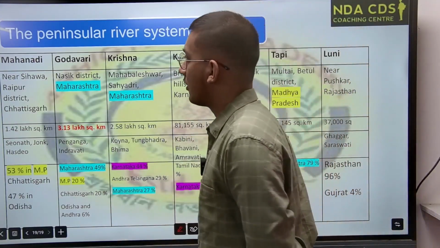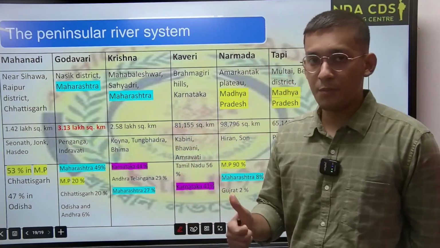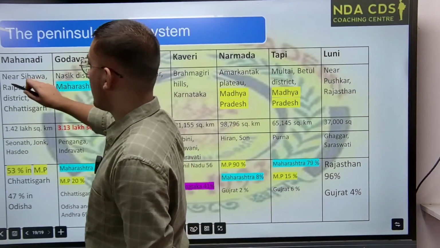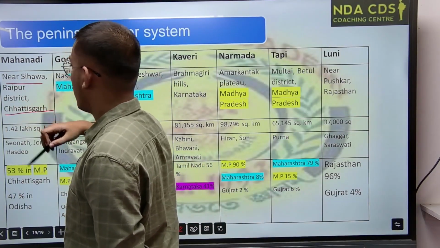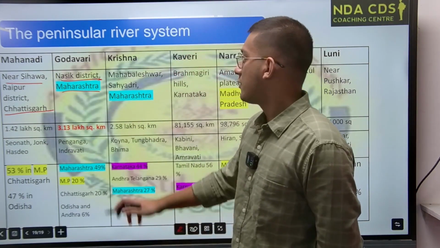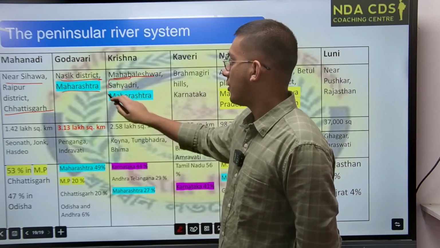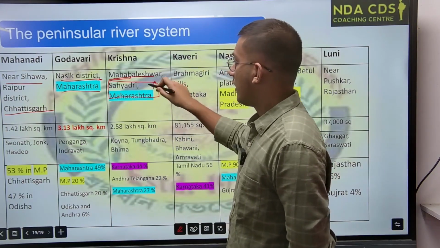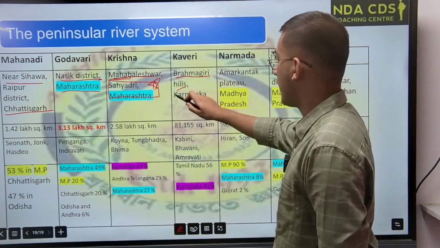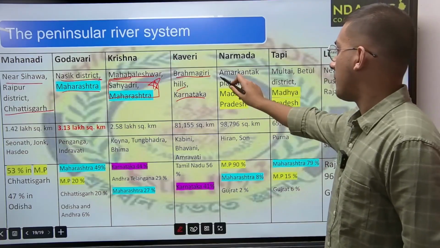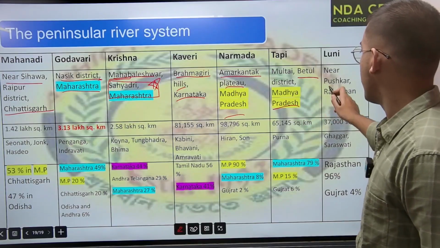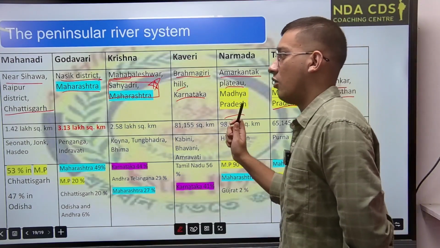Now, coming to the last part, we will now study the peninsular river system. The important things asked here are its starting point, its tributaries. So, Mahanadi River. It starts near Sihawa district, Chhattisgarh, right? Godavari starts in Nasik district, Maharashtra. Krishna River starts at Mahabaleshwar, Sahyadri, Maharashtra. This is a very important Sahyadri. It's been asked many times. It's also a PYQ. Kaveri starts at Brahmagiri Hills, Karnataka. Narmada River starts at Amarkantak Plateau, Madhya Pradesh. Tapi starts at Betul, Madhya Pradesh. Luni starts near Pushkar in Rajasthan. Thus, the origin is very important.